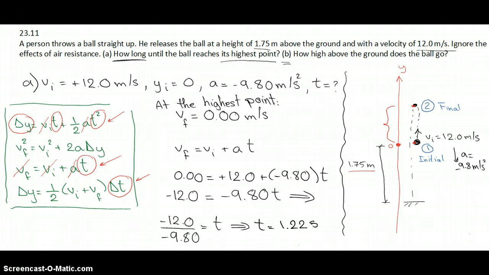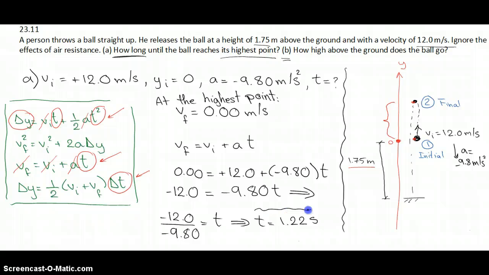I examine my answer. It's a positive number. It is logical for a ball to take more than 1 second before it starts going down. So everything about my answer tells me that it's logical, and I accept it.